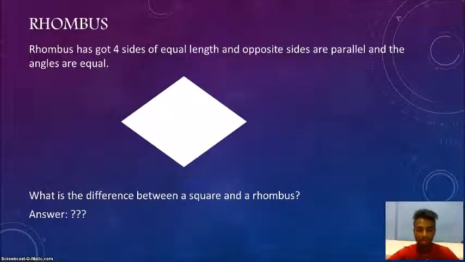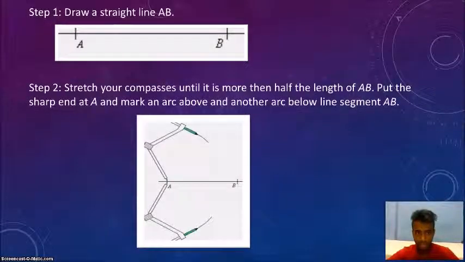What is the difference between a square and a rhombus? The answer is a rhombus has got no right angle. Step 1. Draw a straight line AB. Step 2. Stretch your compasses until it's more than half the length of AB.